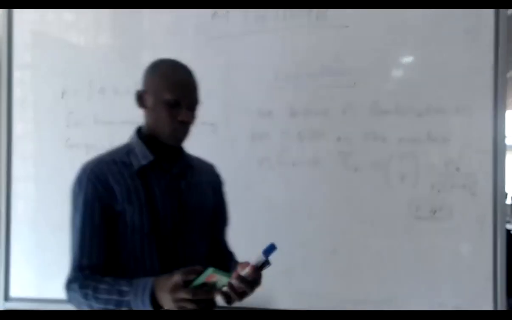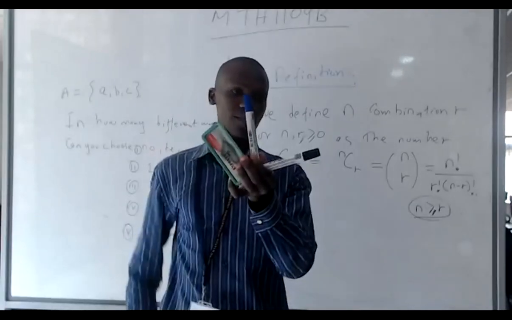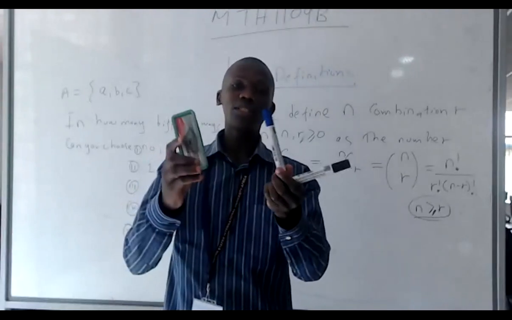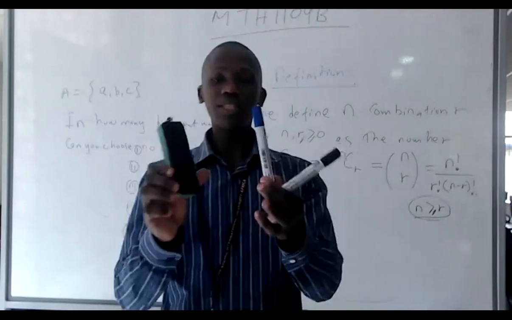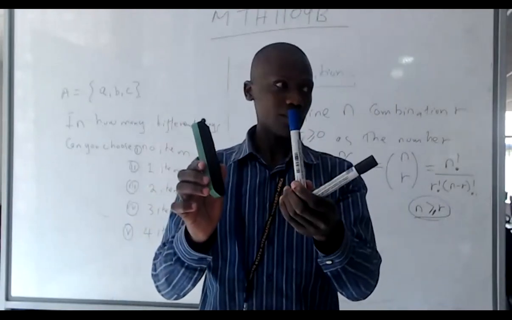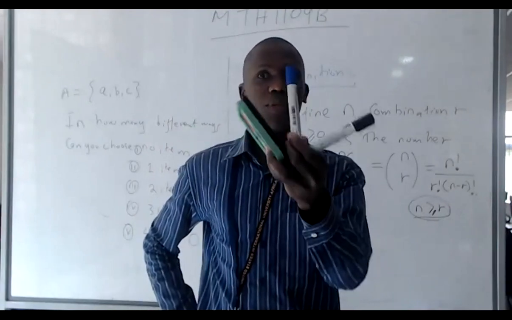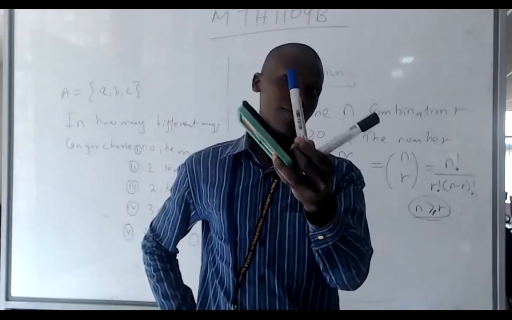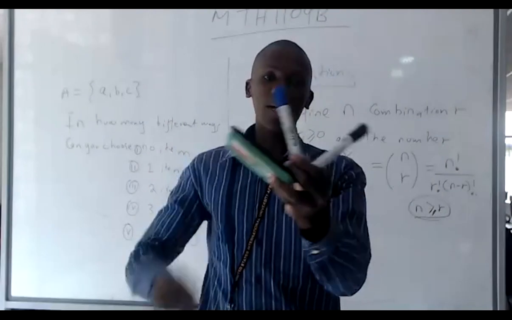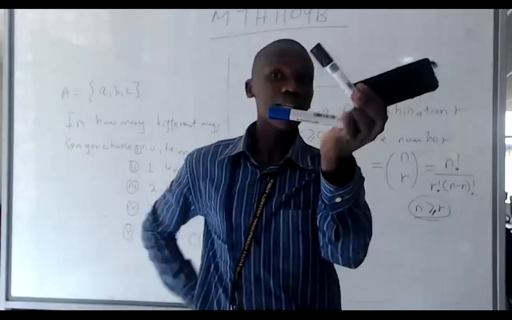Let me try to make it practical. Are you able to see what I'm carrying in my hand? Yes. So this is the set they're talking about. It has 3 elements. There's a blue pen, a black pen, and this duster. So what I'm asking you, in how many different ways can you choose 3 items from this set? The order does not matter. I could arrange them like this, I could put them like that, but they still remain 3 items.